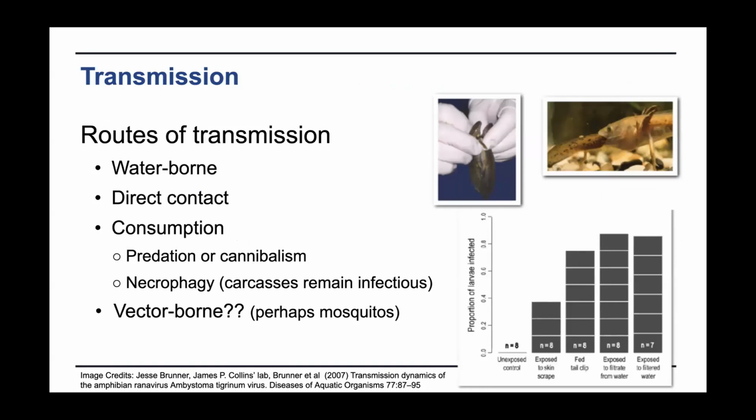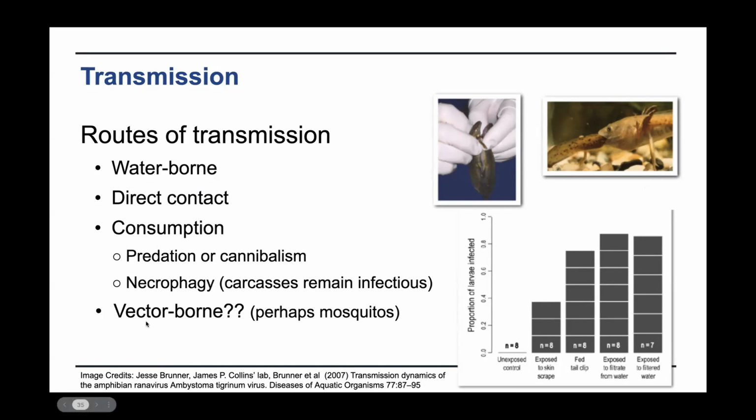Well, really, there's actually a wide range of routes of transmission. So it can be passed through the water. It can be passed between animals by direct contact, including this little 1 second belly-to-belly contact. Certainly by consumption, and this ends up being important in a lot of animals. Even, presumably vegetarian tadpoles often will prey on slower moving or sicker tadpoles. So it can be predation and cannibalism, but also necrophagy.